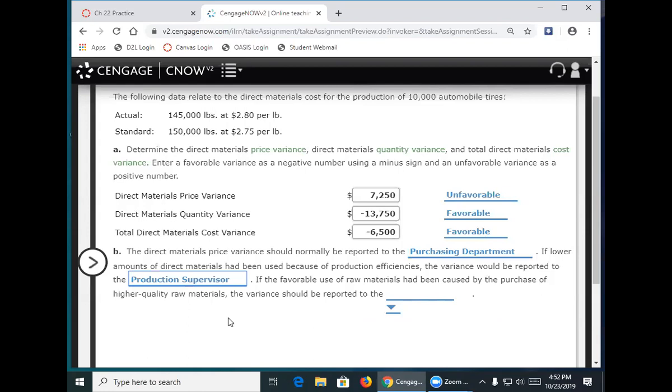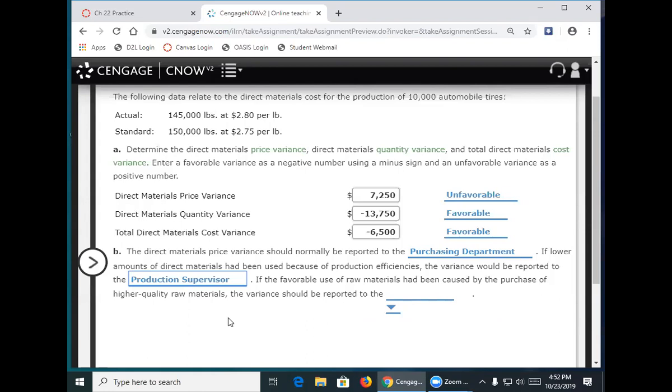Well, we did use less quantity, right? We used less direct materials. So maybe we were just really efficient that month. Maybe we have really skilled workers who actually did a really good job. And so the quantity variance is going to be reported to the production supervisor. Okay, and that's a good thing, of course.